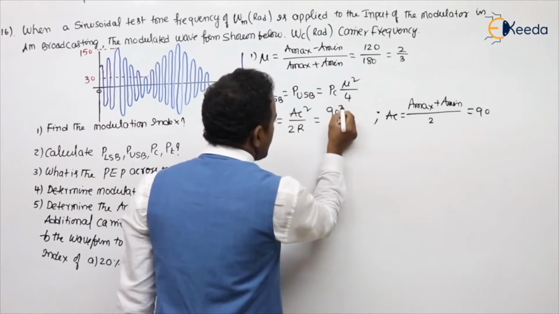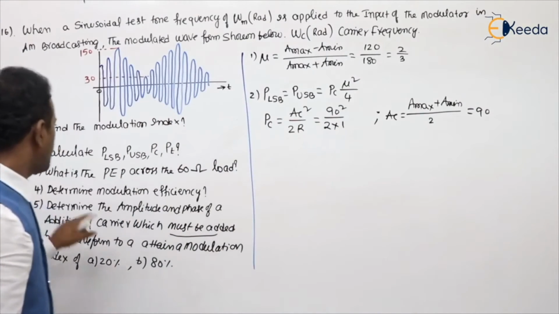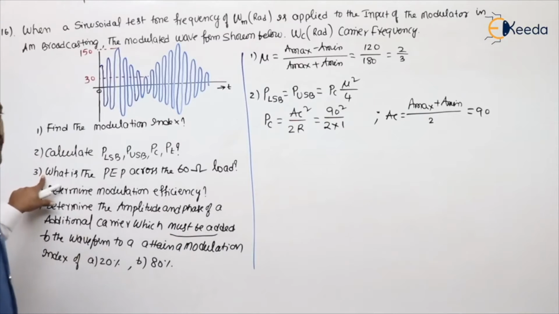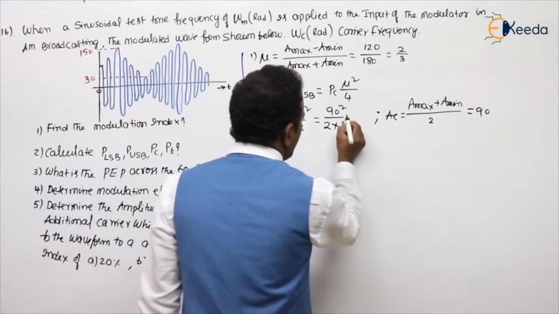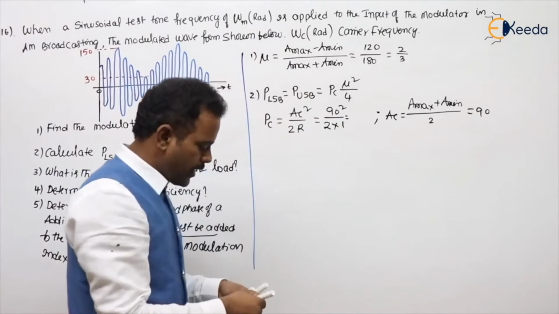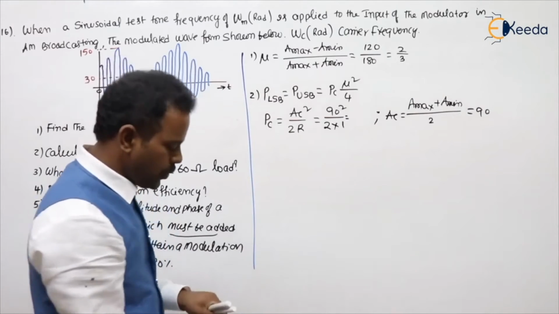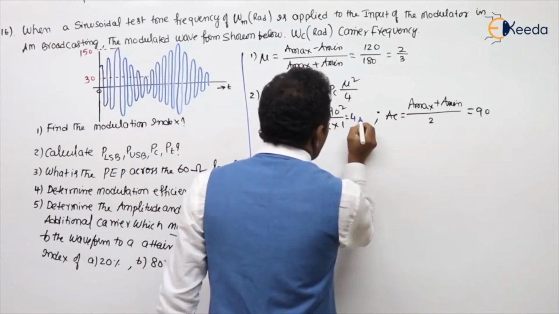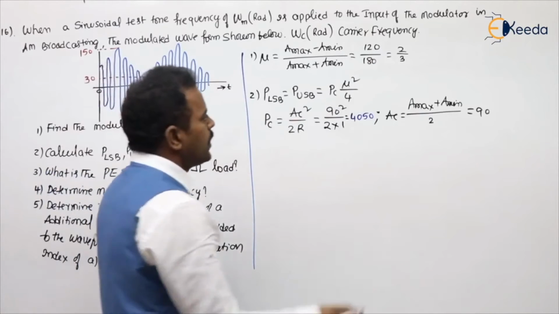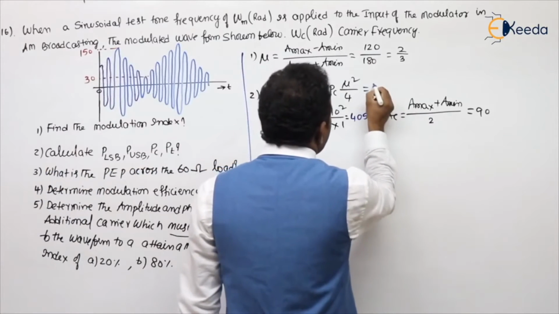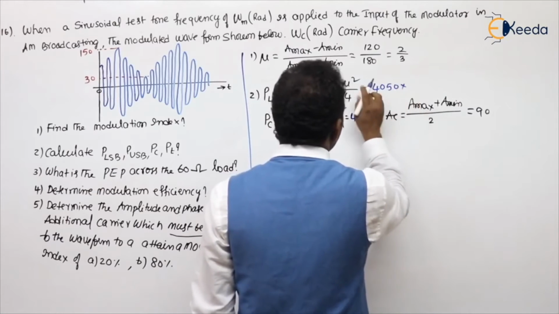So 90 square divided by the resistance, which is not mentioned. In the second problem no resistance is mentioned, which means 1 ohm. The third problem mentions it. If you calculate, 90 square is 8100, divided by 2, so I can say 4050. Power means watts. Now substitute this value here. PC value is 4050.